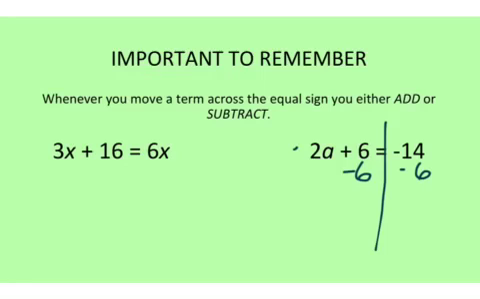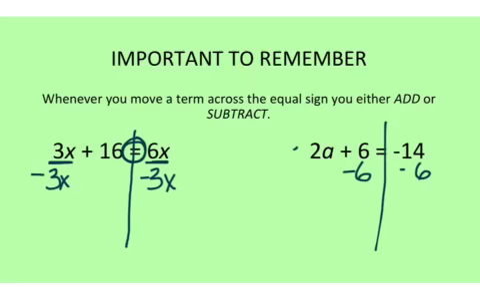Well, now you're going to have problems that look like this: 3x plus 16 equals 6x. You'll notice that you have x's on both sides. Just like moving the constants from one side of the equal sign to the other, you do the opposite operation, either adding or subtracting. So for instance, I want to get both of these x's on the same side, and I want the constant to stay on the other side by itself. So since this is positive 3x, I'm going to subtract 3x from both sides.